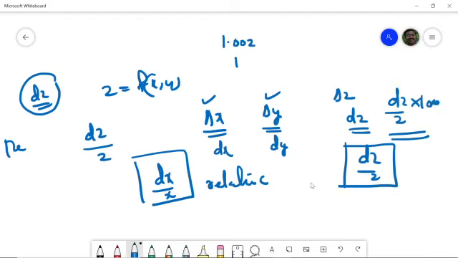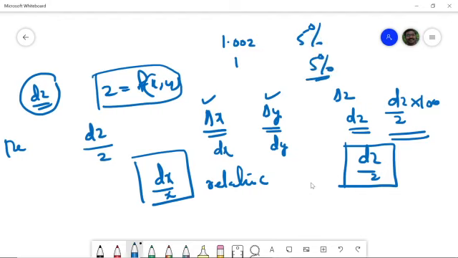So they will tell you, suppose z is a function f of x comma y, and x has a percentage error of 5%, y has a percentage error of maximum 5%, find the corresponding percentage error in z. The percentage error in x means you have the value dx by x into 100. Also you have the value dy by y into 100. From that you need to find dz by z into 100. So these types of problems can also come up for the exam. Let us try one problem related to that.